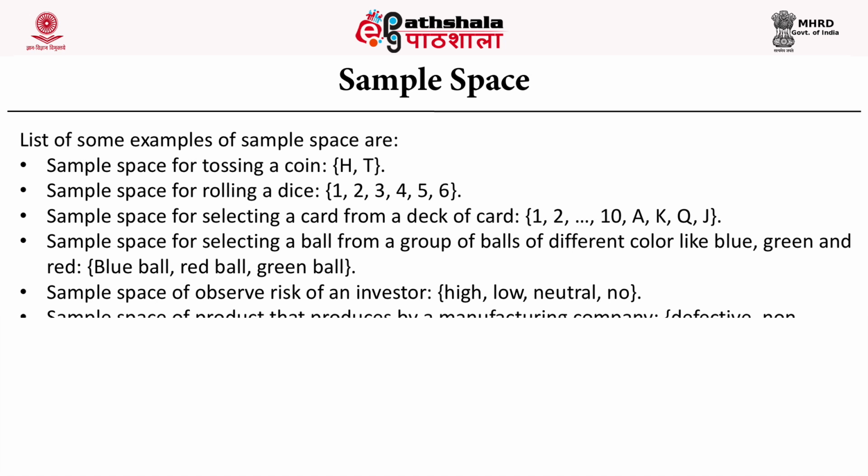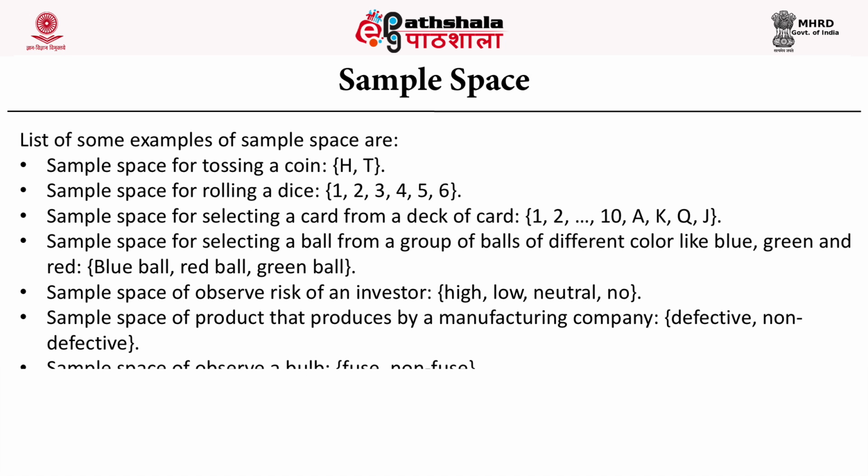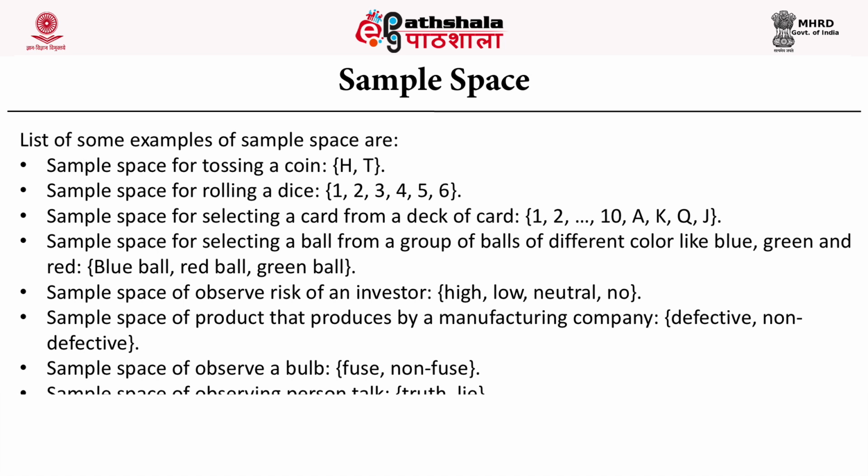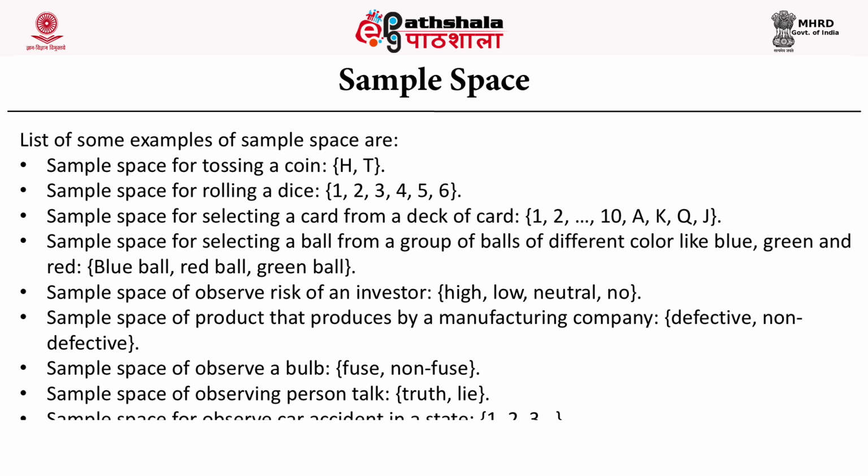So sample space is the collection of all the different colors of balls. Sample space of observed risk of an investor: it can be high, low, neutral or no risk. Sample space of a product produced by a manufacturing company: as we already discussed, two outcomes are there. So if we combine these two outcomes, the sample space will be defective or non-defective. Sample space of observing a bulb: fused and non-fused. Sample space of observing a person talk: a person can tell a truth or a lie.